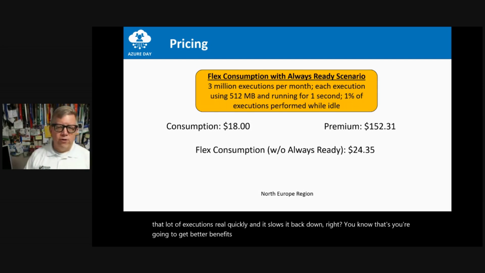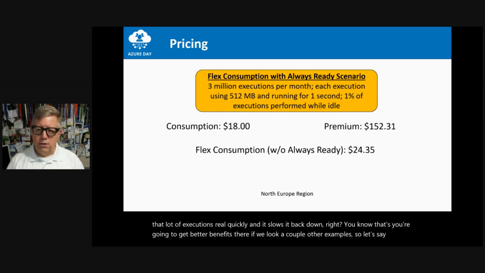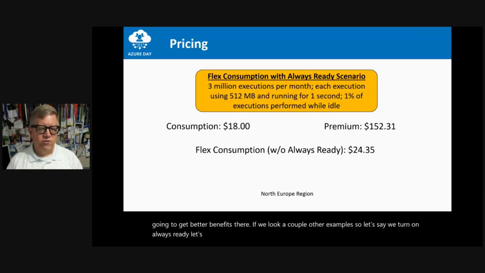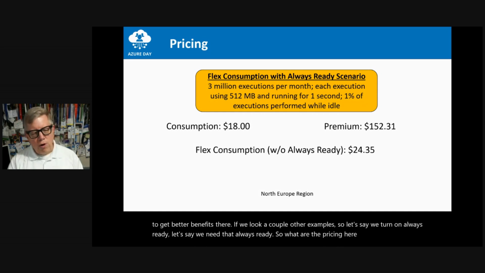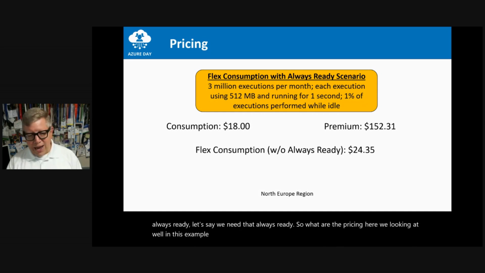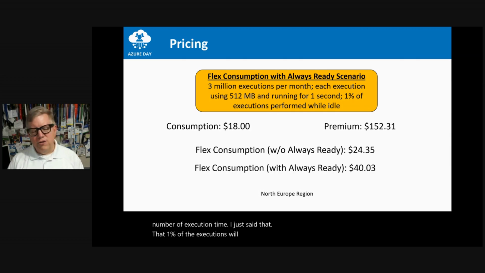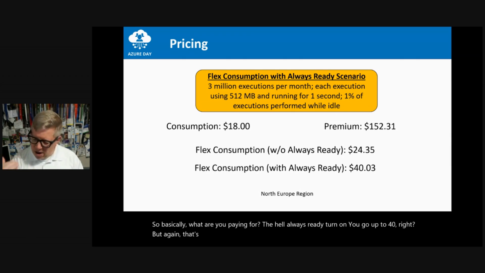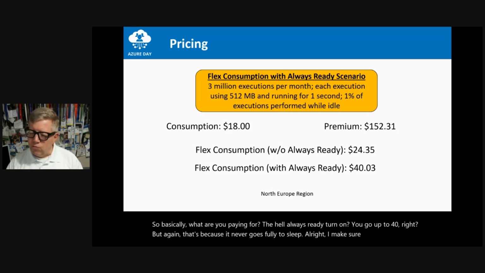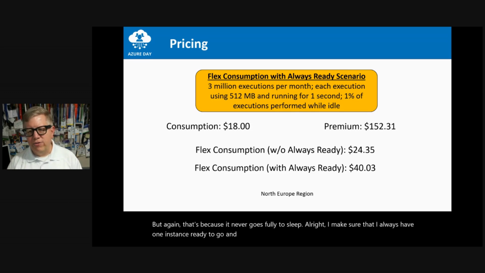If we look at a couple other examples, let's say we turn on always ready. Let's say we need that always ready. So what is the pricing we're looking at? Well, in this example, same number of executions, same memory, same execution time. I just said that 1% of the executions will be performed while idle. So basically, what are you paying to have always ready turned on? You go up to 40, right? But again, that's because it never goes fully to sleep. I make sure that I always have one instance ready to go and take whatever happens, all right?